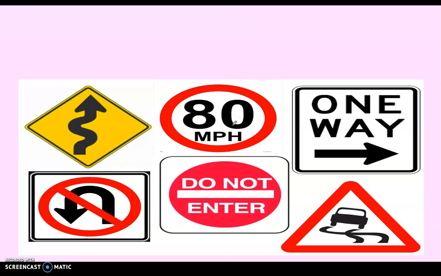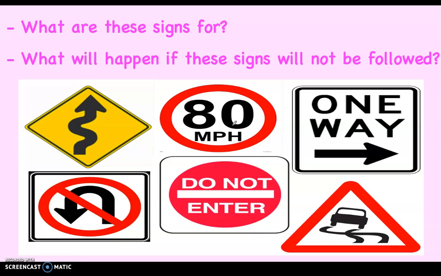Okay, so I have here signs. Now, what are these signs for? So as you can see, these are road signs. And what will happen if these signs will not be followed? So of course, if these will not be followed, there will be chaos and there will be road accidents.